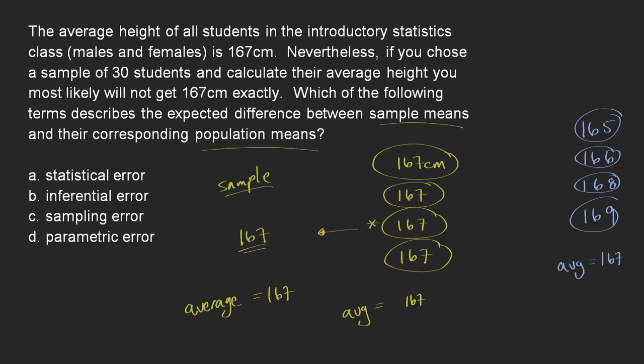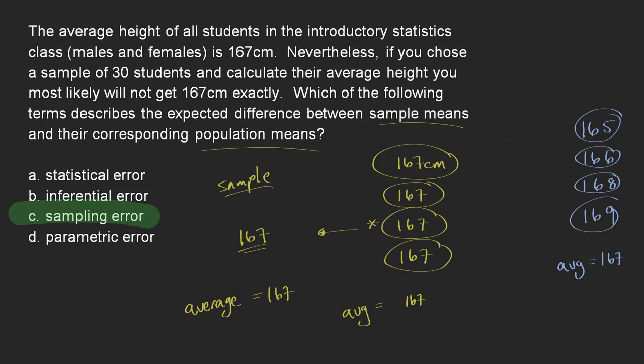This is called sampling error. So C is our error here. C is our answer here. Now these other terms, some of them might not even be proper terms. For example, inferential and parametric error. I don't think that those are ever even mentioned in your course, and I'm not sure that they have proper definitions in statistics.